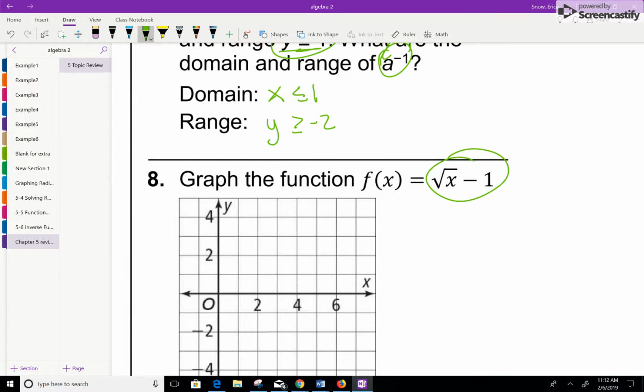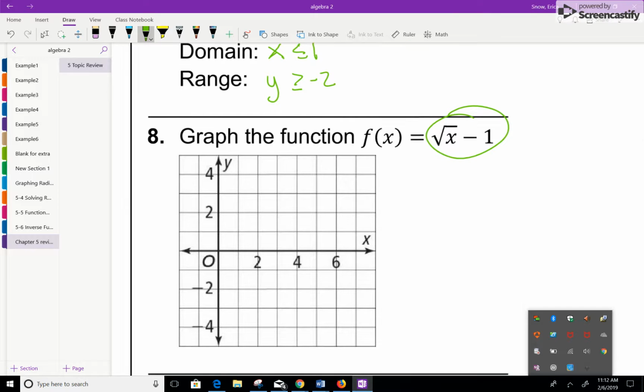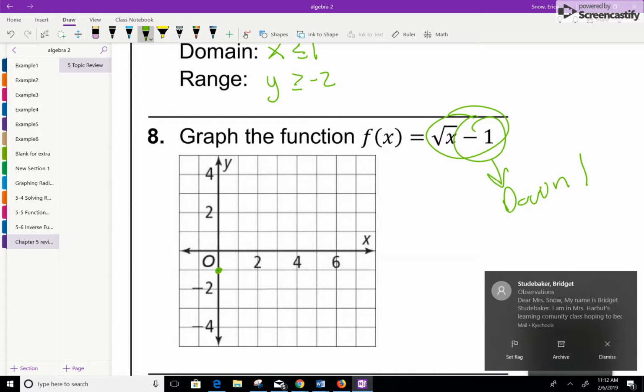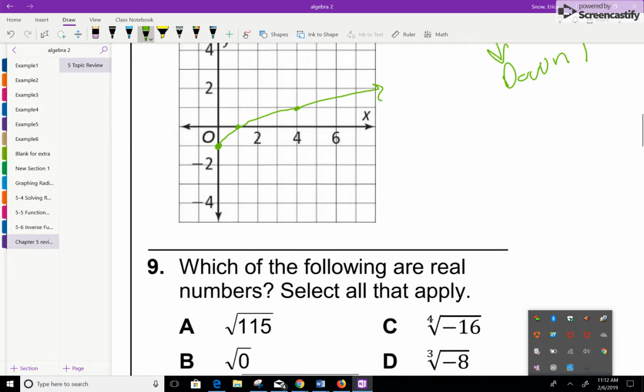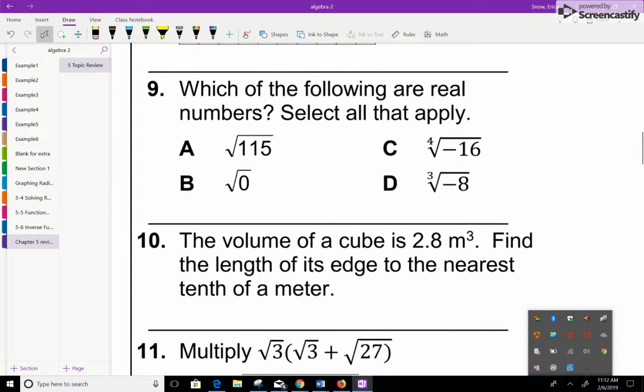Graphing this is a square root function shifted 1 down. This is down 1. So we're going to go down here to 0, -1. And then it's going to look like this-ish.